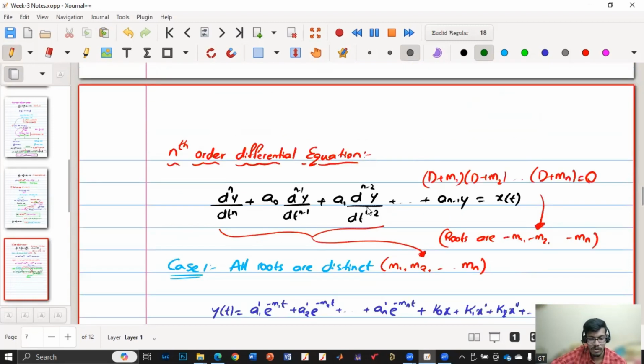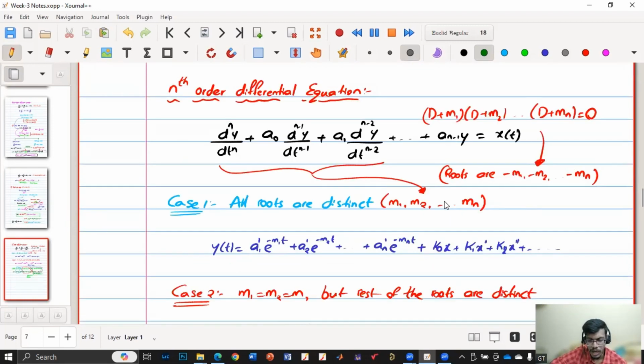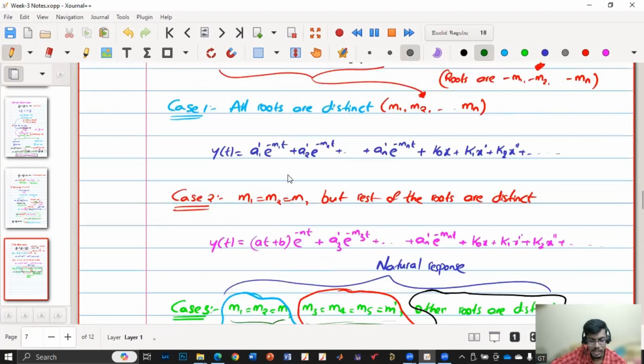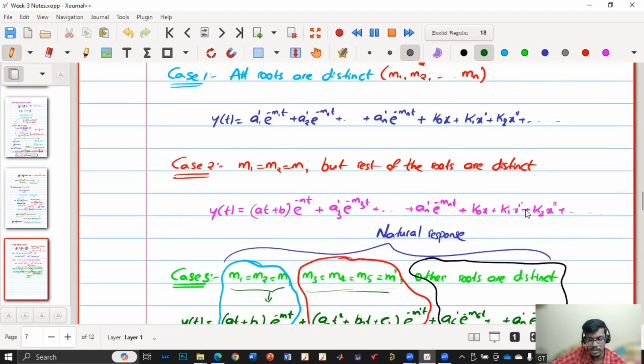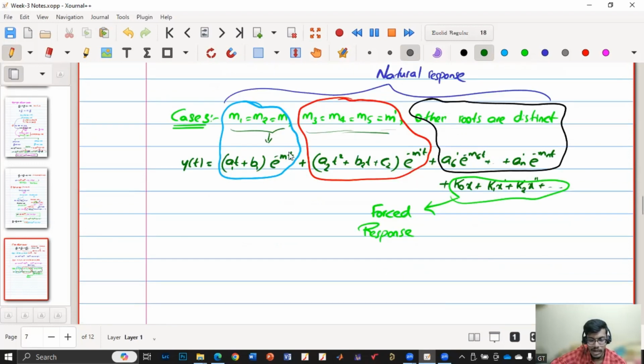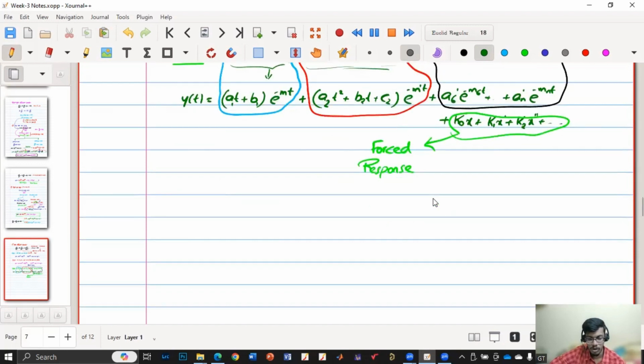Then we went on to the nth order differential equation where there are n number of roots. If all the roots are distinct, then we'll have exponential terms and the rest of the derivative terms of x. If we have something equal, say two roots, then we'll have this expression and the remaining are the same. If we have multiple such cases, then if n number of roots are equal, you have to write a polynomial of order n minus 1 in t. Similarly, individually we'll write and then do the summation, followed by the other roots and then followed by the forced response. These are the nth order differential equations with normal polynomial excitation.